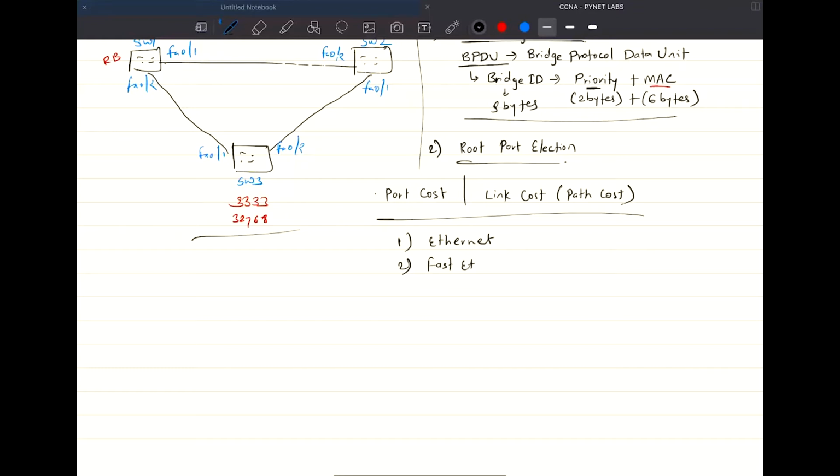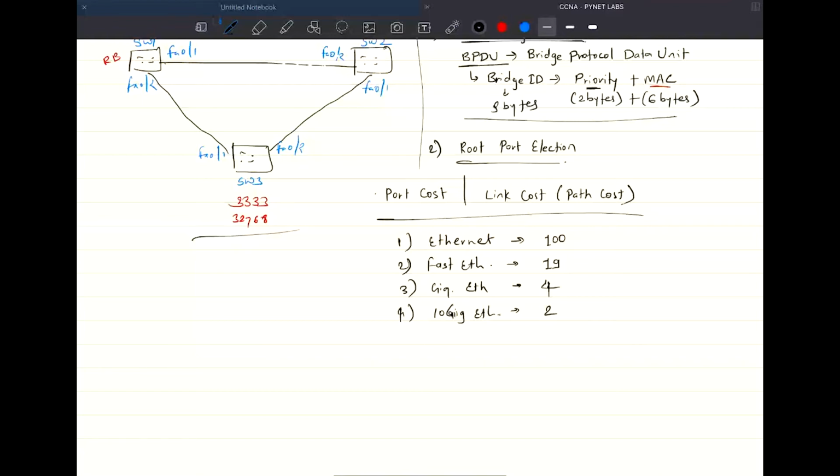And for each and every link, there is a predefined cost that is announced. So for Ethernet, the cost is 100. For Fast Ethernet, the cost is 19. For Gigabit Ethernet, the cost is 4. And for 10 Gigabit Ethernet, the cost is 2.